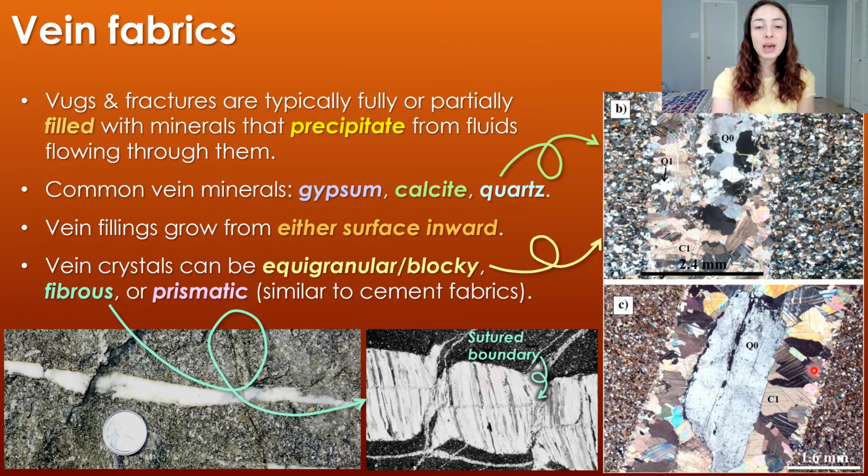But in general, vein fabrics typically can have similar fabrics to cements, for example, because cements are filling pore spaces in between grains, and they start at the grain surface and fill inward. Same thing is happening in vein fillings.